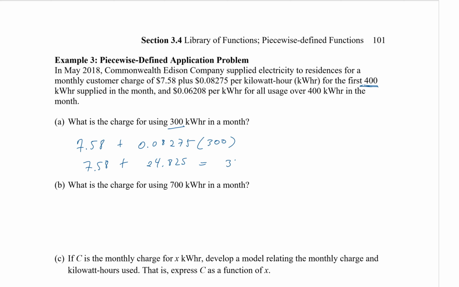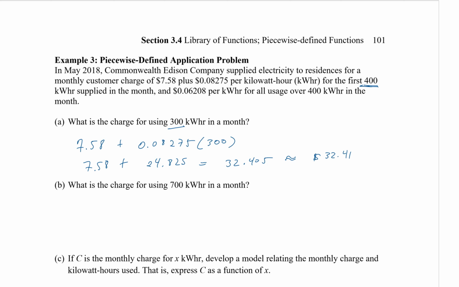It says 32.405. No, they're going to make you round, so which is approximately $32.41, right? They're not going to make you write it that way. All right. So then, what's the charge for using the first 700?